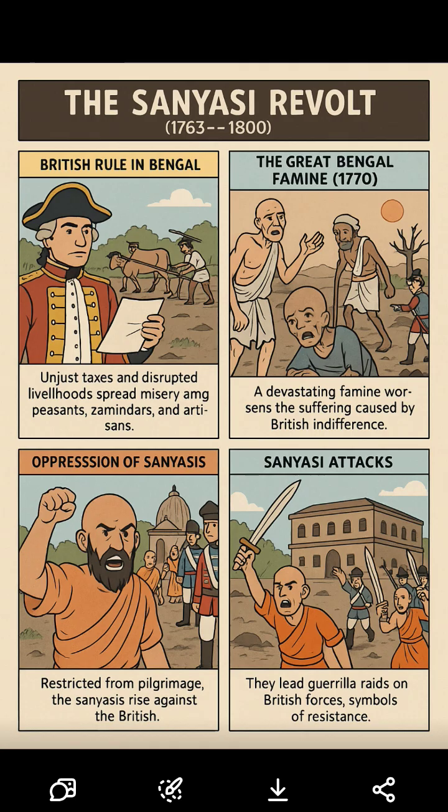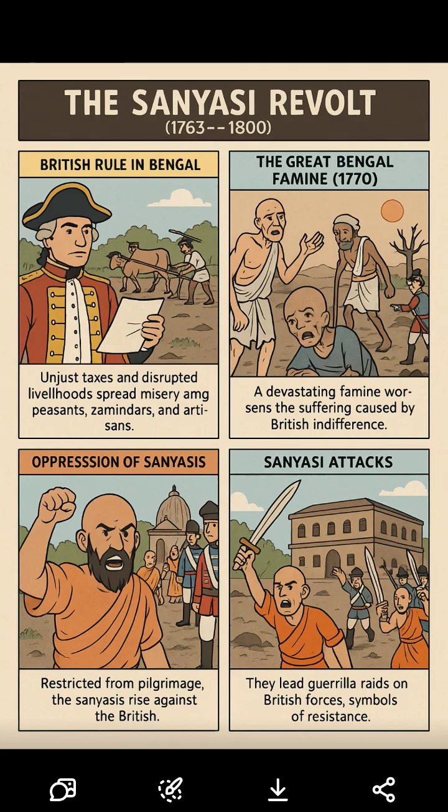Outcome and importance. Failed militarily: the British stopped the revolt after years of fighting. Social impact: it showed that even holy men and common people could rise up against injustice. Early resistance: it was one of the first major revolts against British rule, even before 1857. Inspired future rebels: the bravery of the sannyasis later inspired other freedom fighters in India.